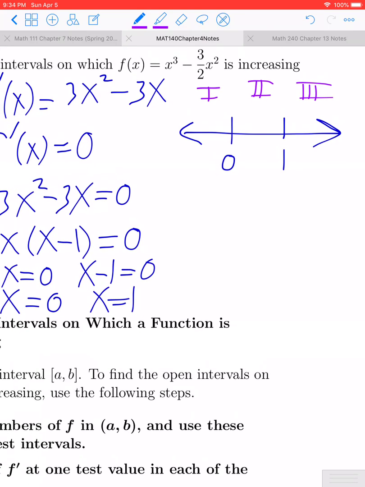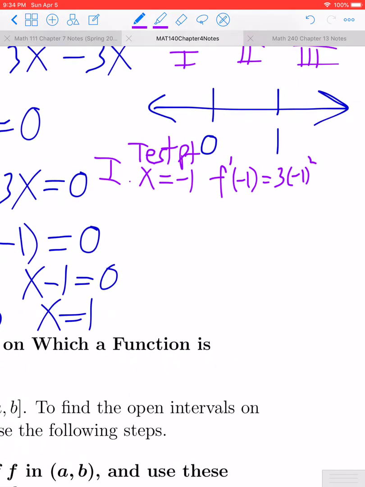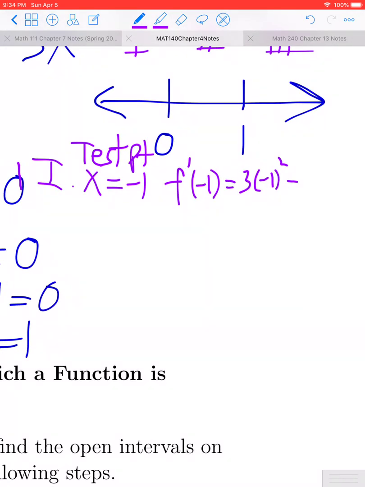To do that, what we're going to do is pick a test point. For example, in region 1, I need values of x that are less than 0. So maybe I'll use as a test point x equals -1. If I plug x equals -1 into the derivative, f prime of -1 is equal to 3 times -1 squared minus 3 times -1. That's going to be 3 plus 3, which is 6, which is greater than 0.